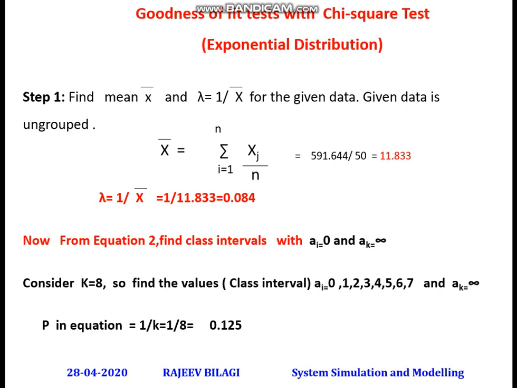So that is the formula which you need to find out. p is equal to 1 by 8, that is 1 by k. So you are getting 0.125.